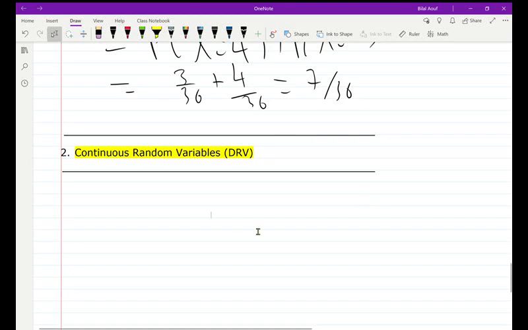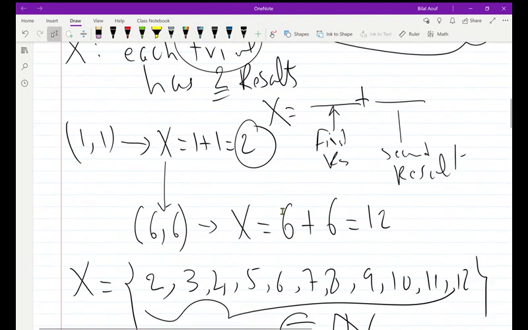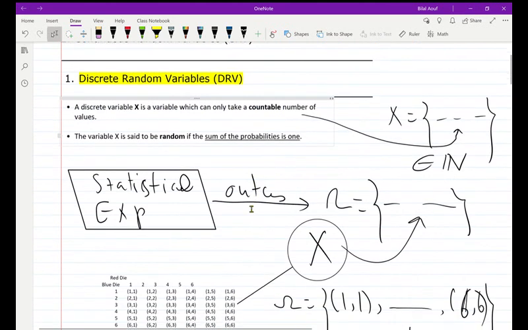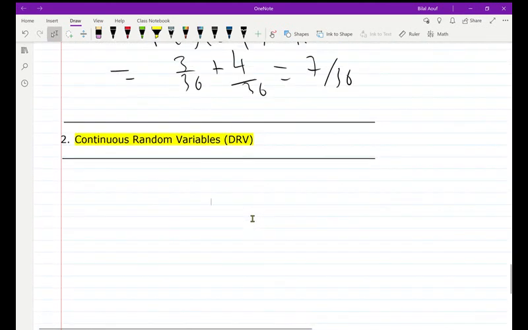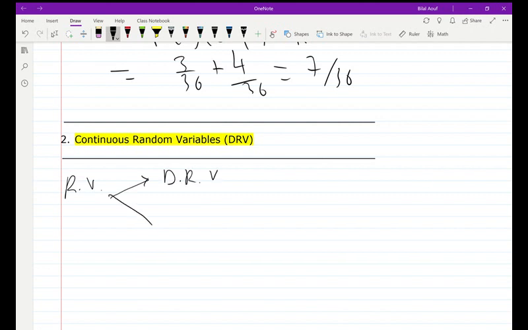Hi everyone, in this video I will explain about continuous random variable. In the last video I explained the discrete random variable. So first now I will start with the small part that compares between the two random variables. Random variables are divided into two types: discrete random variable and continuous random variable.